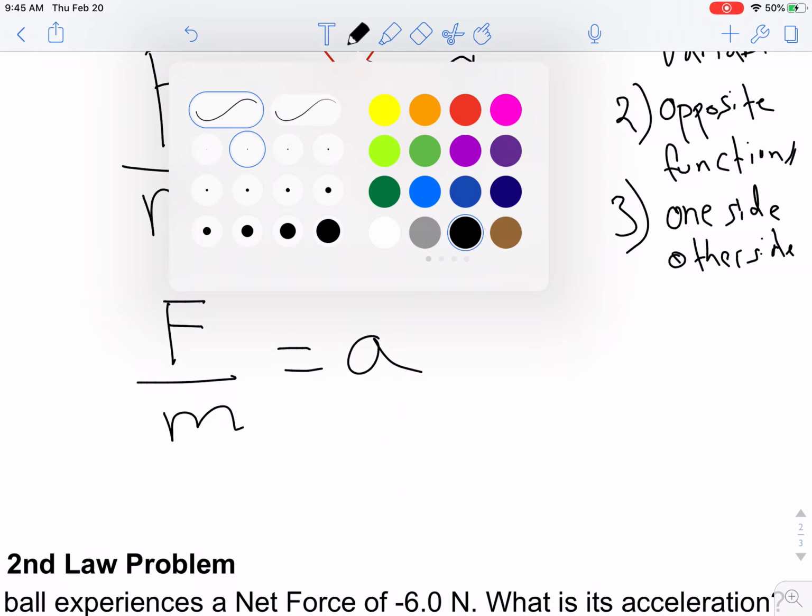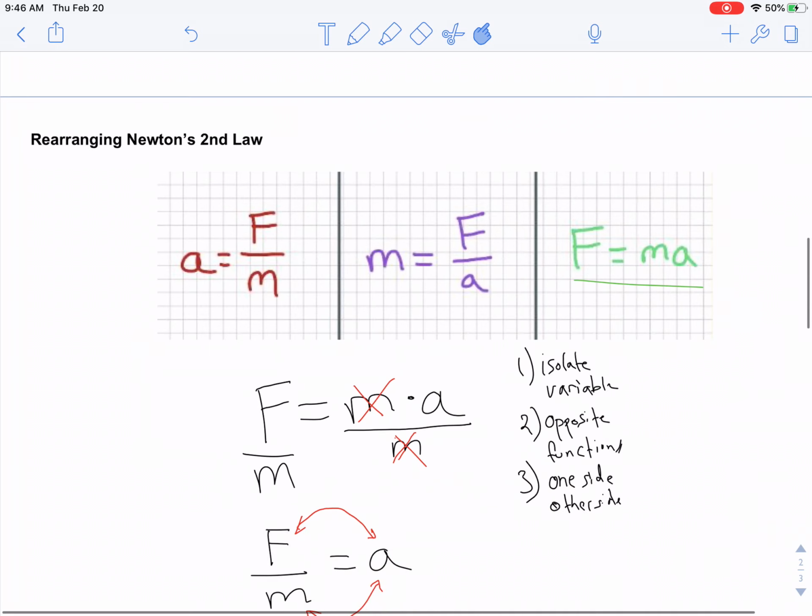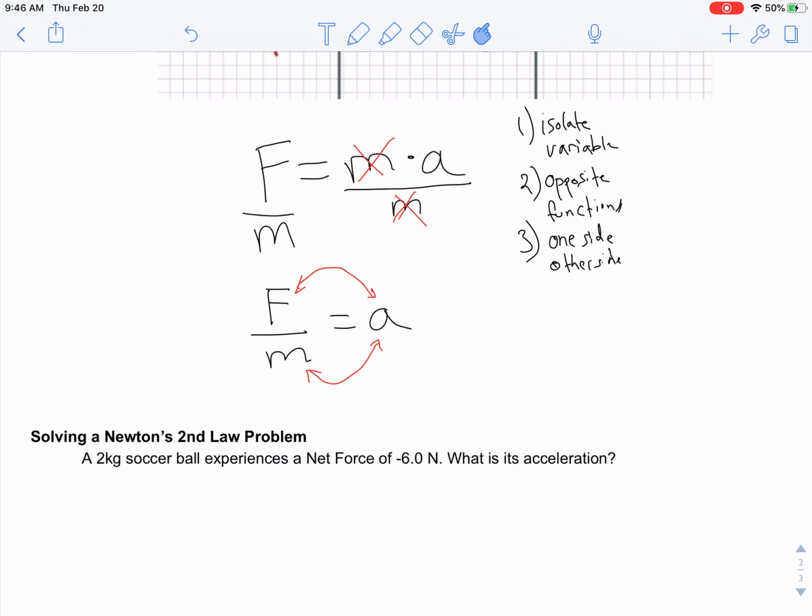And oh my gosh, wouldn't you know it, you have these independent variables over here on this side, and you can see that same old Newton's second law relationship again. So it works any which way as long as they're one of these different ways. So you can rearrange it in different ways, just depending on how you use your algebra. And you can isolate the variable, use the opposite function. Remember one side, the other side thing, and that's how you do that.